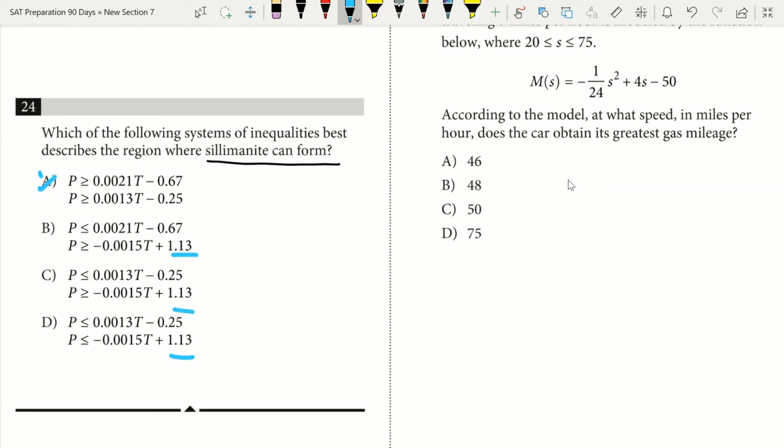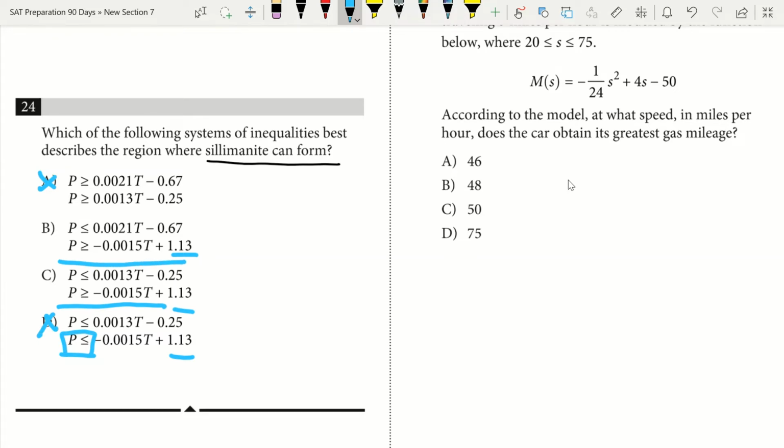We can go ahead and get rid of A because nothing says it's got that plus right around 1.1. Now we know it has to be greater than that, so we can get rid of option D because it says P is less than that. We know P has to be greater than that. That leaves us with option C and option B, which both have them being greater than, so that one is taken care of.